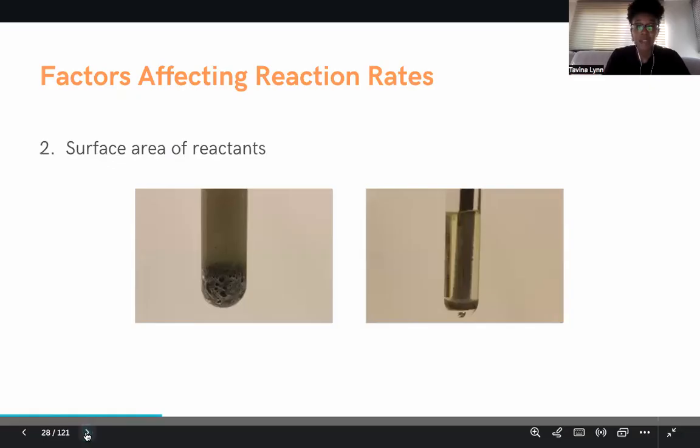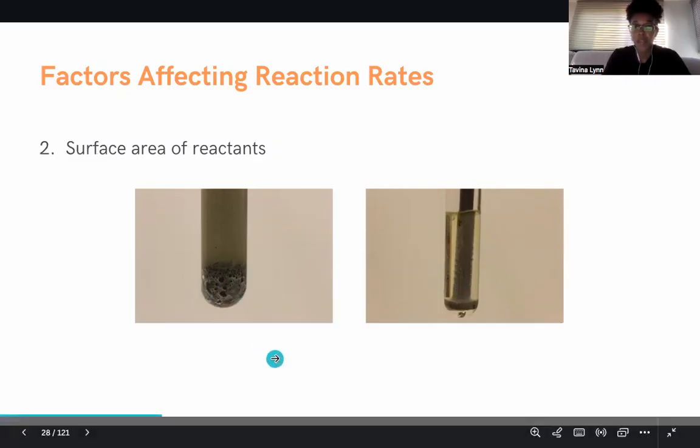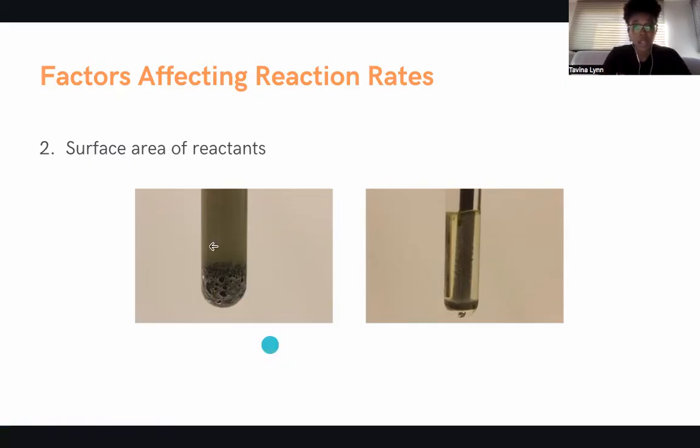All right, the second factor is the surface area of reactants. In both of these pictures, we have iron reacting with hydrochloric acid. In the video on the left, iron is in the form of a powder, whereas here, this is an iron nail. You can see it in there, reacting with hydrochloric acid. It turns out the iron powder reacts faster, because when the iron is in the form of a powder, more surface area of the reactant is exposed to the hydrochloric acid, thereby being able to react.